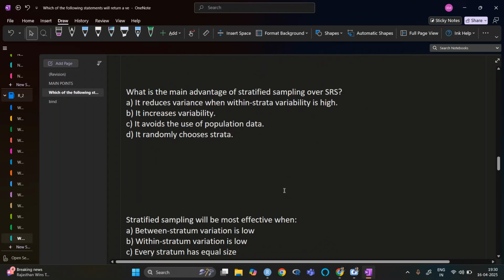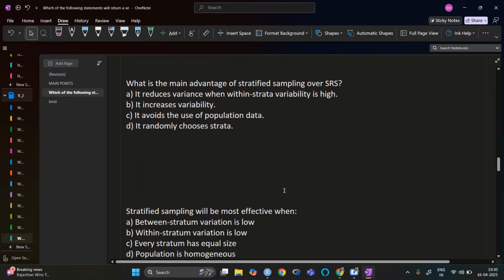Okay. So what is the main advantage of stratified sampling over SRS? Random sampling reduces variances within stratum. Variability is high, increases variability. No, it avoids the use of population data. No, it randomly chooses. It reduces variances because it is minimizing the variances of the data.